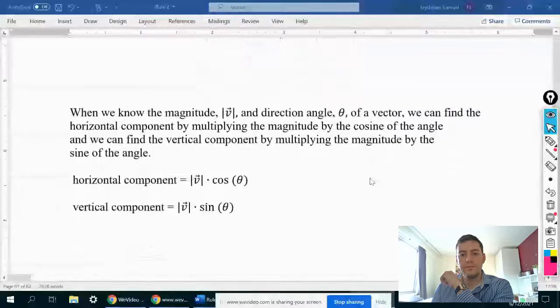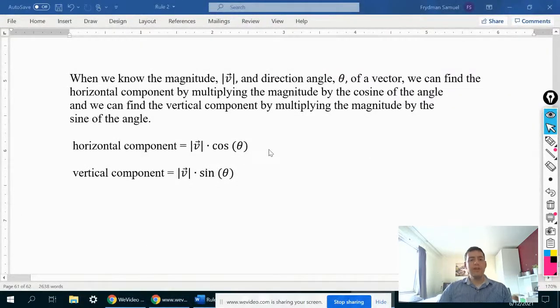So generally speaking, here's the rule. When we know the magnitude and direction angle of a vector, we can find the horizontal component by multiplying the magnitude by the cosine of the angle, and we can find the vertical component by multiplying the magnitude by the sine of the angle. Okay, horizontal component equals the magnitude of the vector, how long it is, times the cosine of the direction angle. And the vertical component is the magnitude of the vector times the sine of the direction angle.